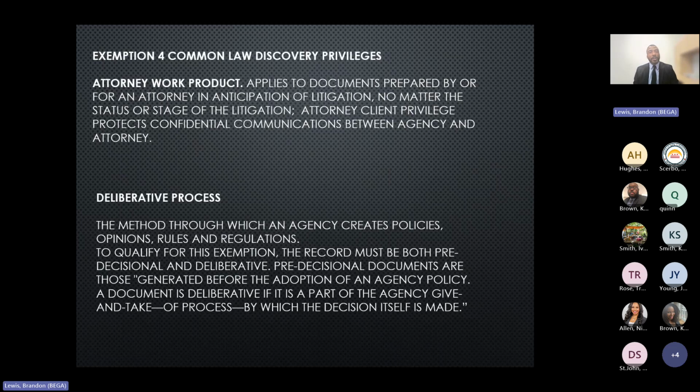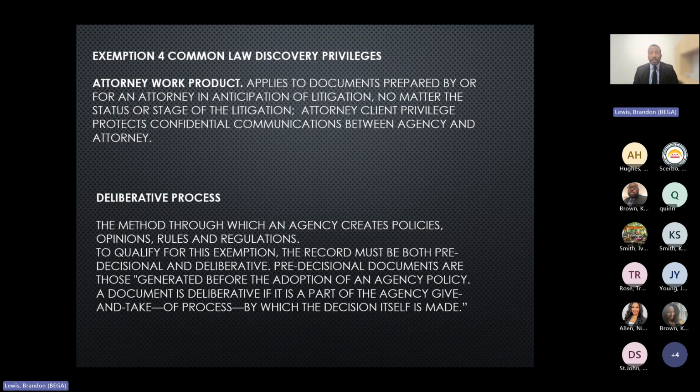Exemption 4, common law discovery privileges. Attorney work product applies to documents prepared by or for an attorney in anticipation of litigation, no matter the status or stage of the litigation. Attorney-client privilege protects confidential communications between the agency and their attorney. And deliberative process, the method through which an agency creates policies, opinions, rules, and regulations.